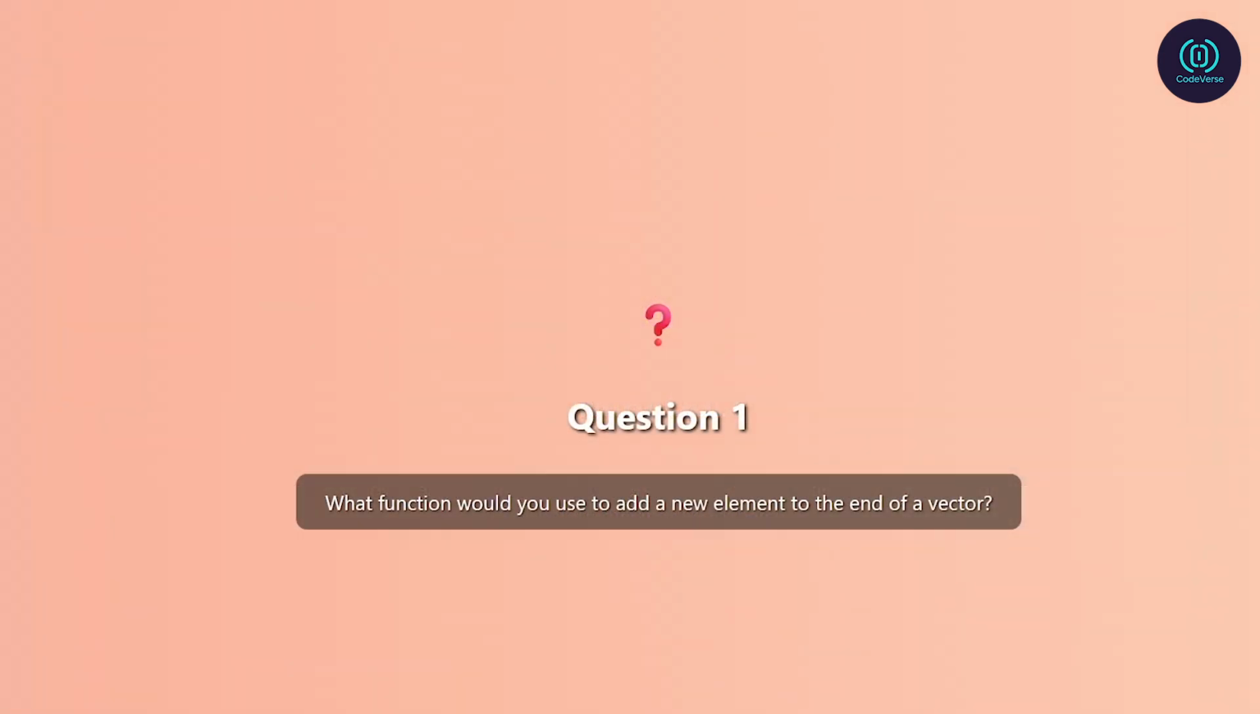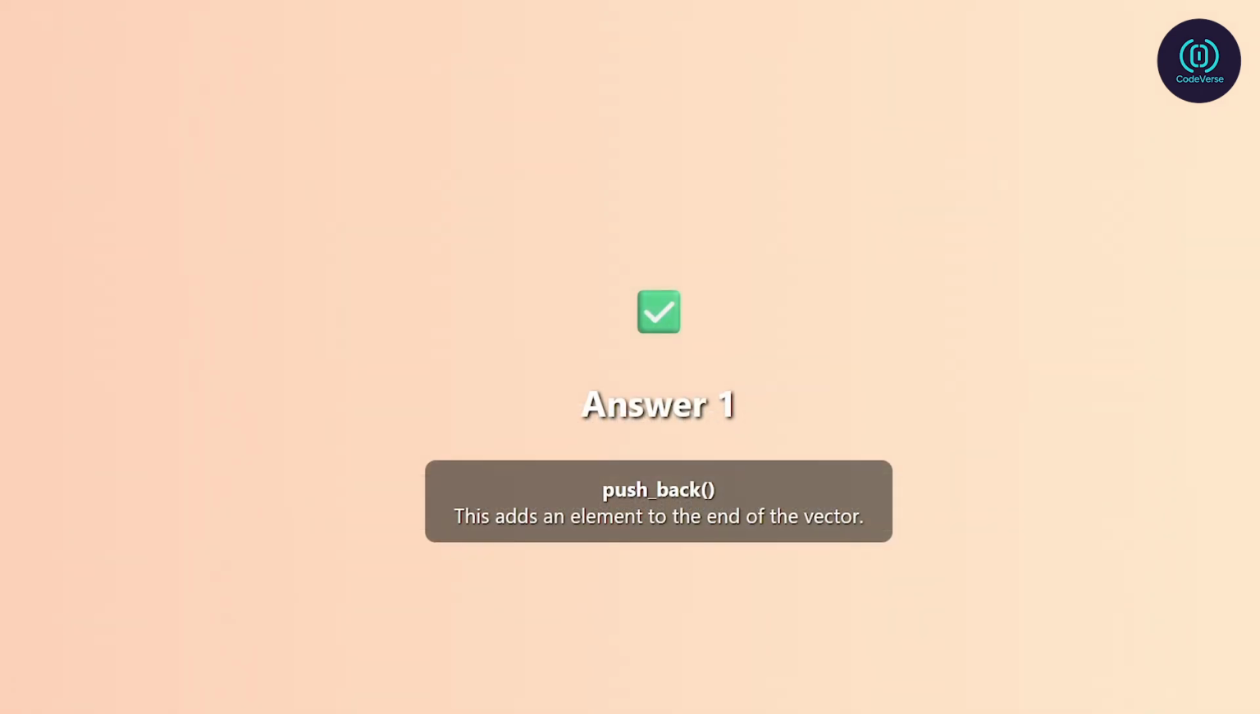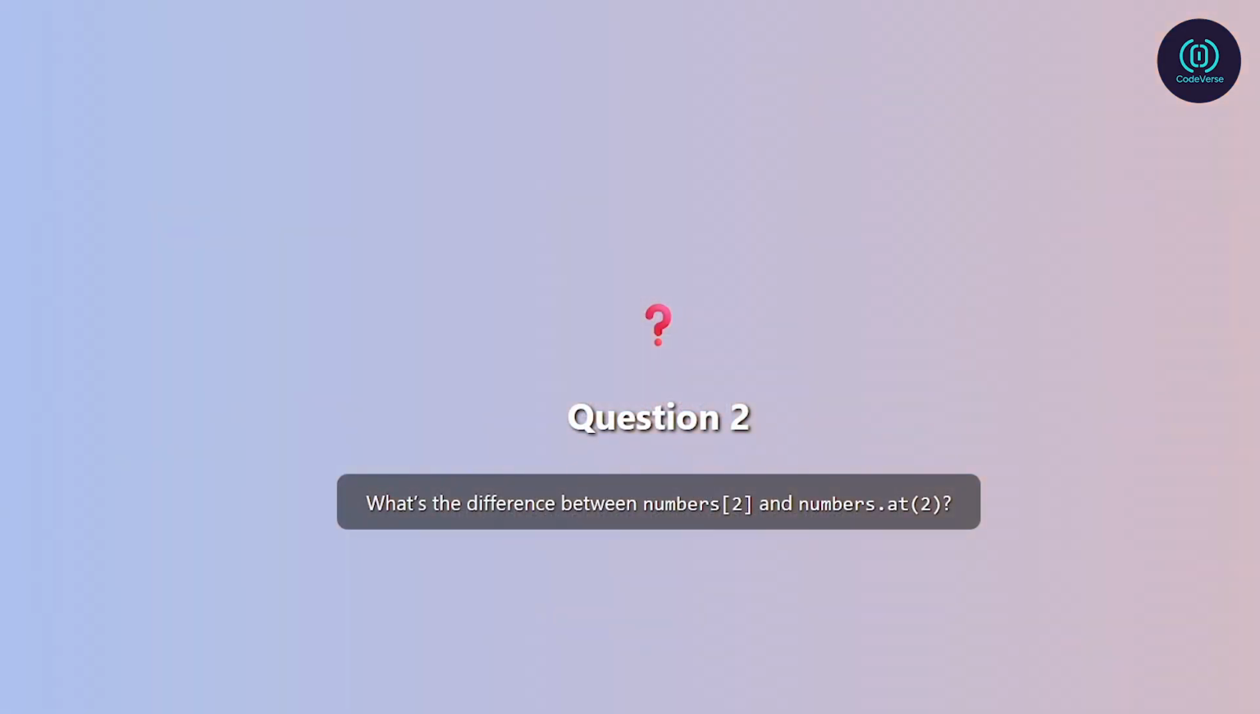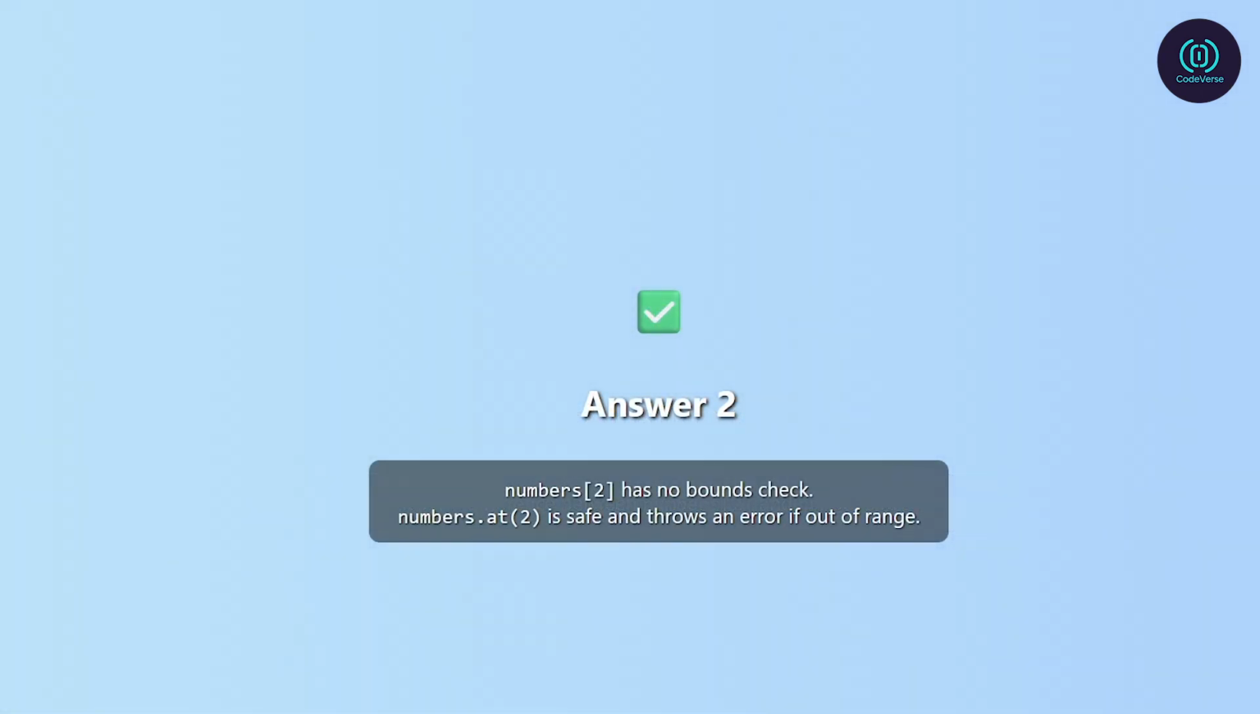Question 1. What function would you use to add a new element to the end of a vector? Answer: push_back. Question 2. What's the difference between numbers[2] and numbers.at(2)? Answer: numbers[2] gives direct access without bounds checking, it may crash if the index is invalid. numbers.at(2) is safer, it throws an exception if the index is out of bounds.